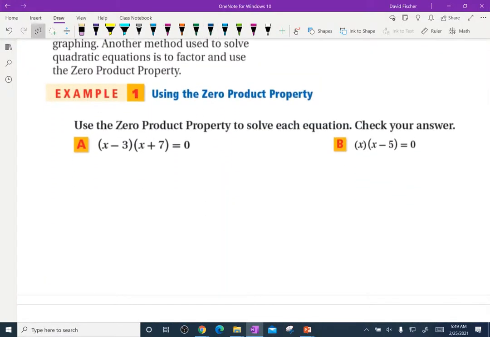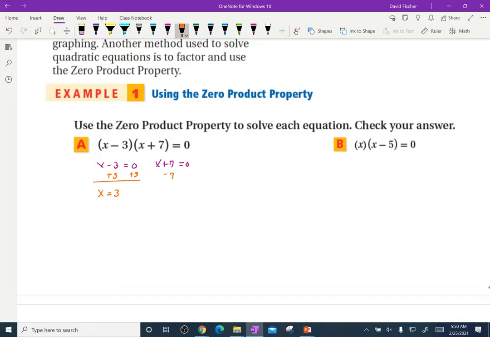Once our quadratic equation is factored, what we want to do to find the zeros is set our factors to 0. So x minus 3 equals 0, and we have x plus 7 equals 0. And now we just get our x's by itself. We add 3 to both sides on this one.